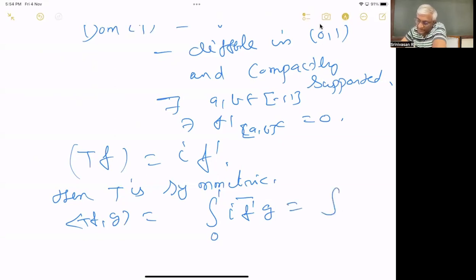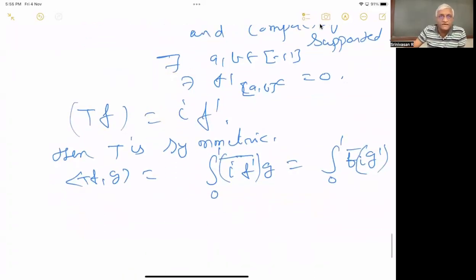So this is equal to the integral. You take the f bar, sorry, g prime, and you can take the i here, right? Is that right? i of bar, so minus i will come out. And there is a minus sign, no? Integration by parts will give a minus sign. So because of that, this will go. Here it is like this, and here it is. So this is integration by parts. That's why T is symmetric. It satisfies this condition, T is symmetric.